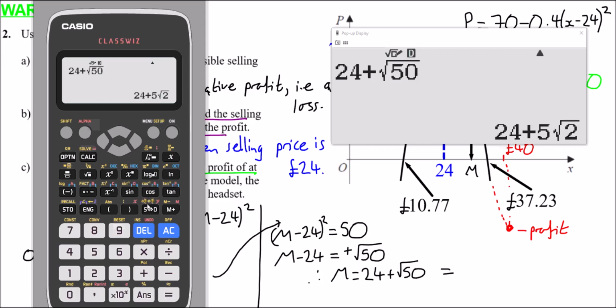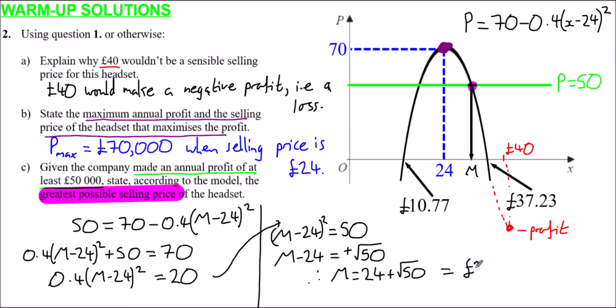We get 24 plus 5 root 2. So as a decimal, to 2 decimal places, £31.07. £31.07 is the maximum it could have been sold for, with the profit still being at least £50,000. So that's question 2 done.